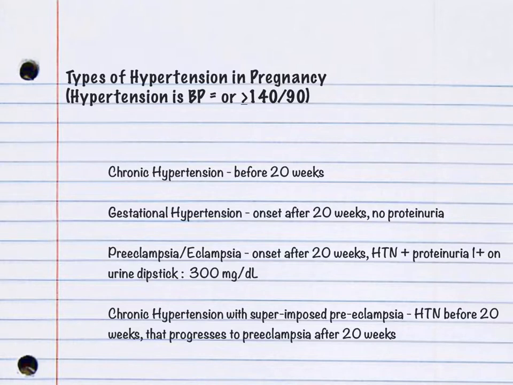The fourth type of hypertension in pregnancy is probably the most dangerous type, and that's chronic hypertension with superimposed preeclampsia. And that means that the mom was hypertensive before 20 weeks, but she develops proteinuria or she develops other features of preeclampsia. And when we discuss preeclampsia, you'll understand why platelet count could be decreased or why liver enzymes might be elevated. But we'll go on through that as we discuss the different types.